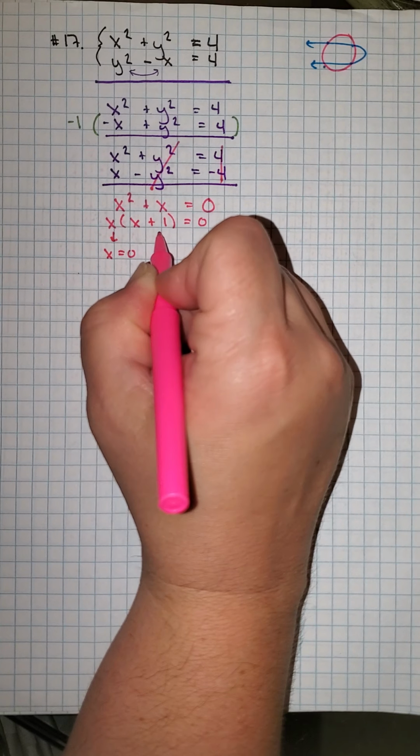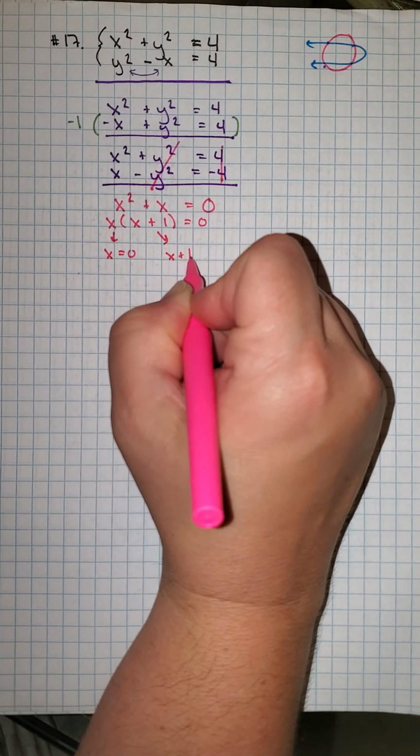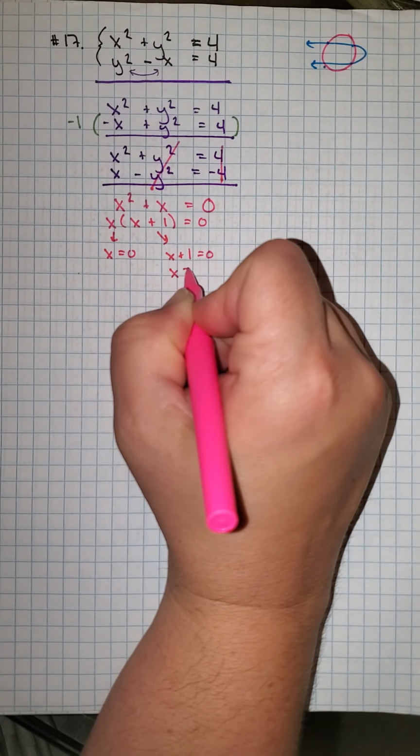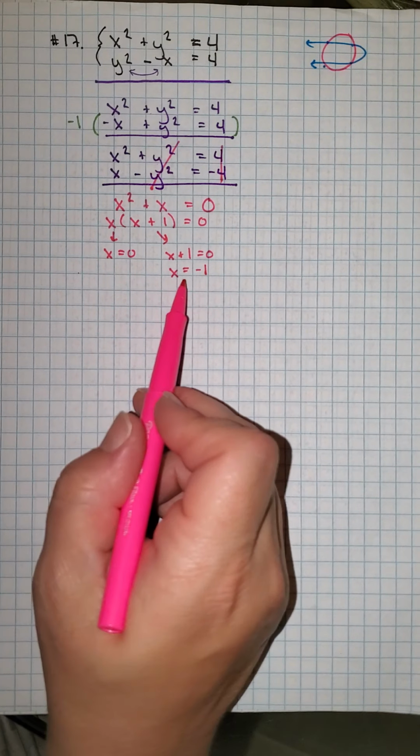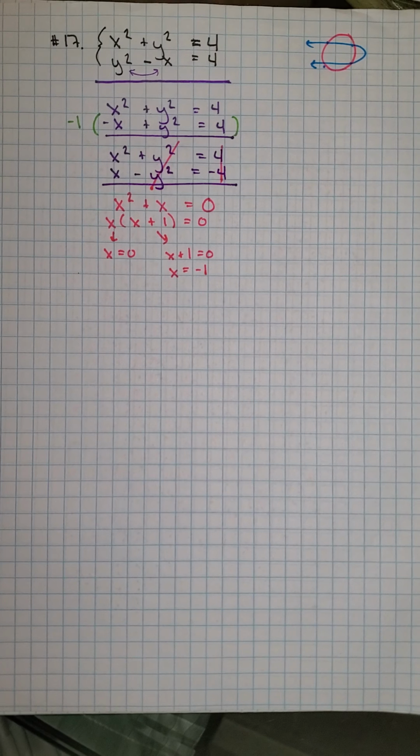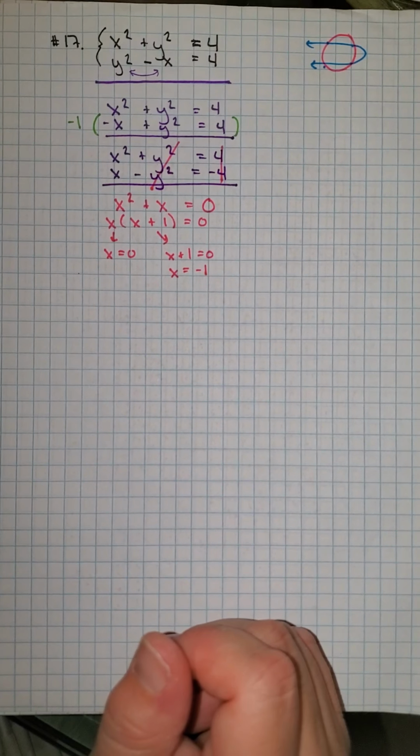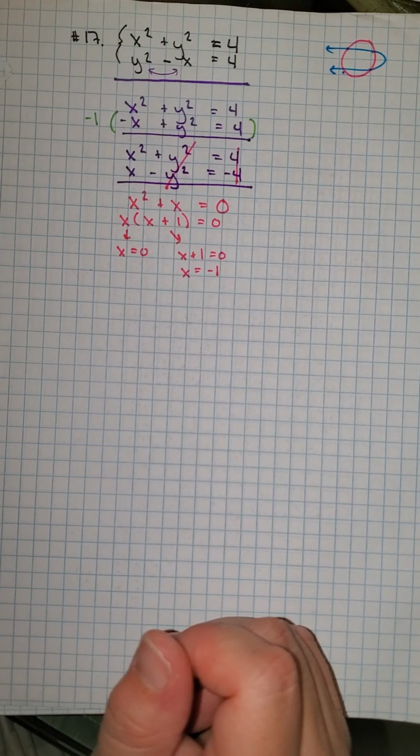Set each of them equal to 0. So we have x is 0 and x is negative 1. So we're going to have to figure out the y values for each of these x's.